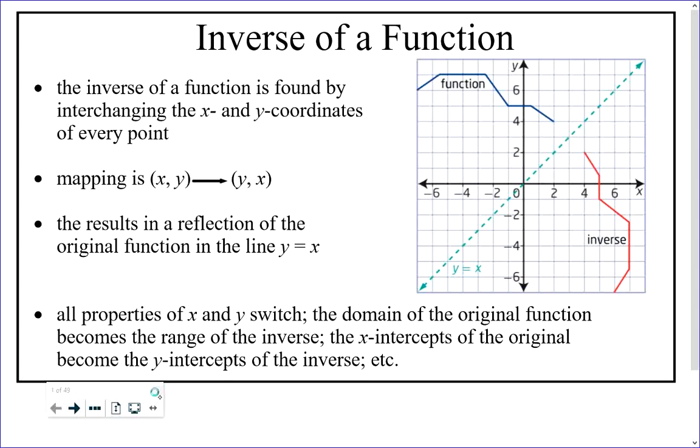Everything that's true about x on one of them is true about y on the other. So whatever the range of one of them is, that has the same properties as the domain of the other. If the x-intercepts are 1, 5, and 12 on one of them, then the y-intercepts will be 1, 5, and 12 on the other.